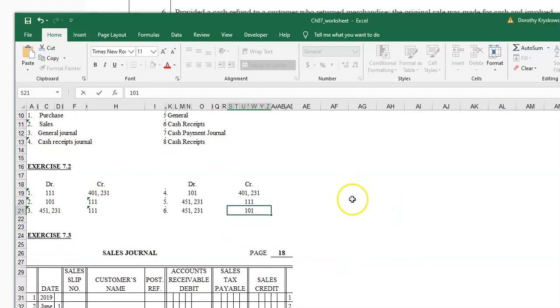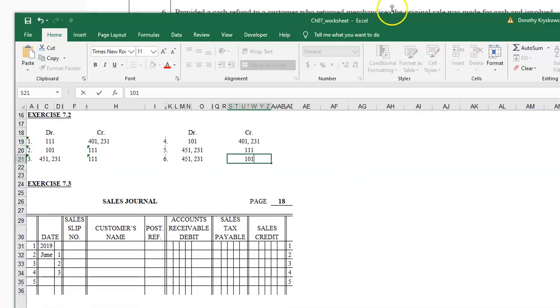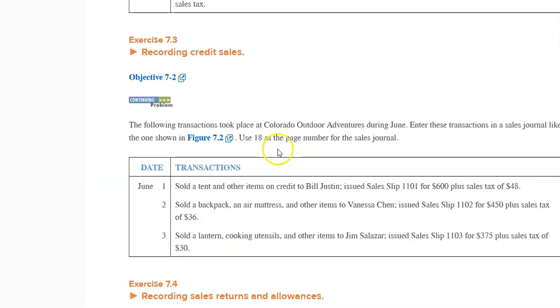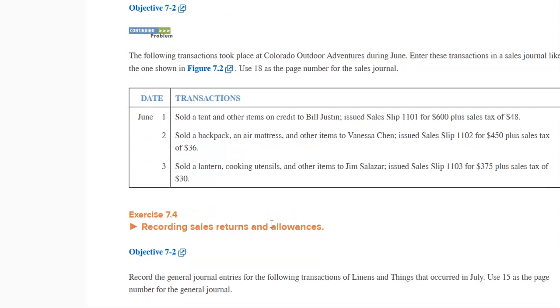Okay, let's go ahead and move on to exercise 7.3. Do our first sales journal. Record the credit sales. They gave us 3 of them that we need to record right here. June 1, sold a tent and other items on credit to Bill Justin. Issued sales slip for $600 plus sales tax of $48.